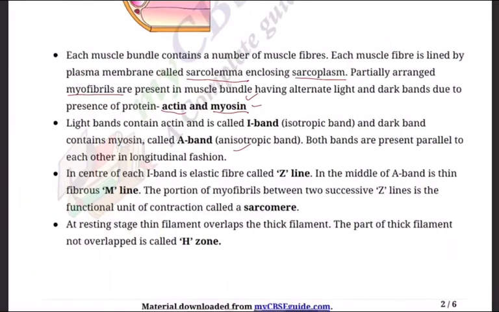In the center of each I band is an elastic fiber called Z line. In the middle of A band, that is the anisotropic band, is the thin fibrous M line. The portion of myofibril between two successive Z lines is the functional unit of contraction called sarcomere. At resting stage, thin filament overlaps the thick filament. This part of thick filament not overlapped is called H zone.